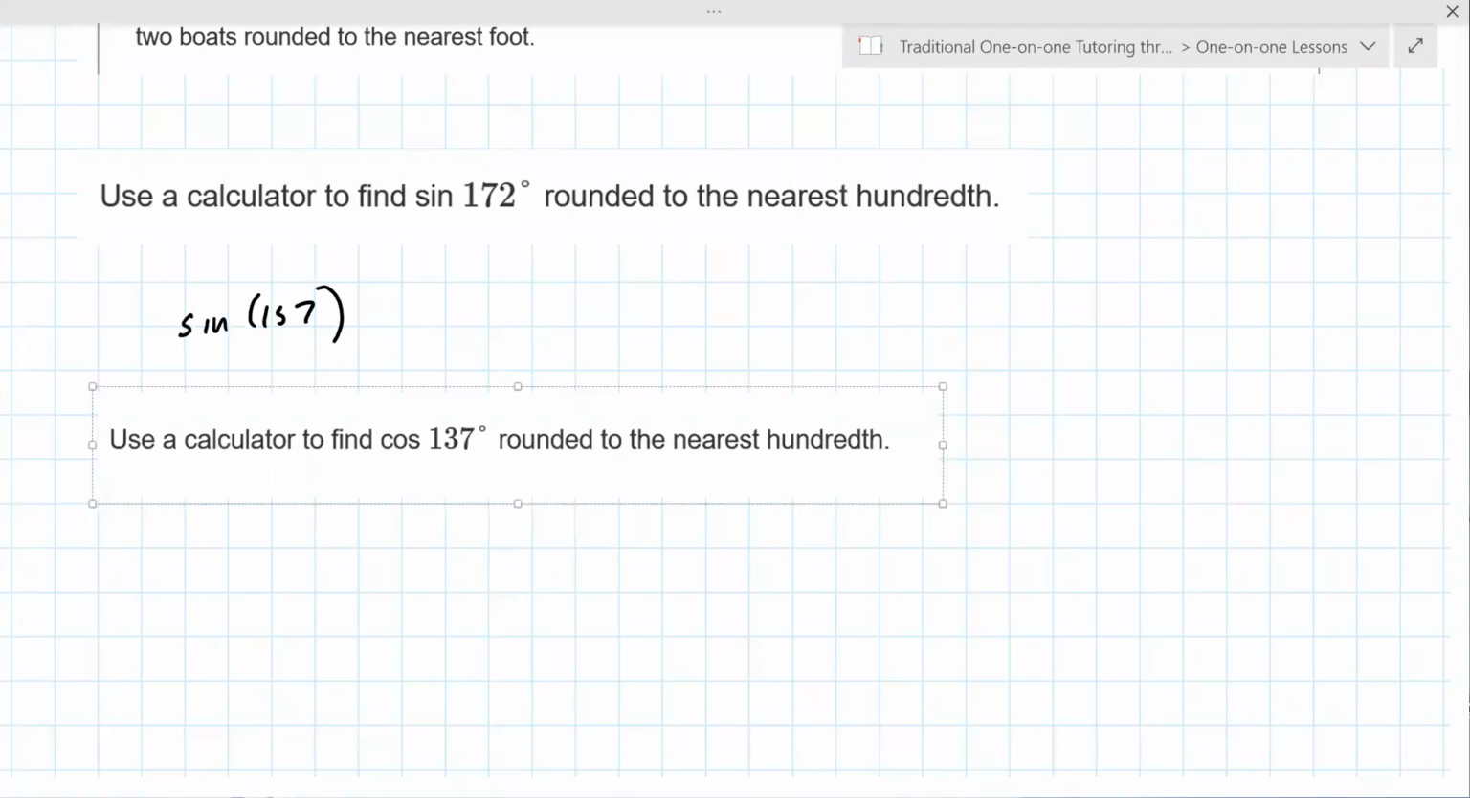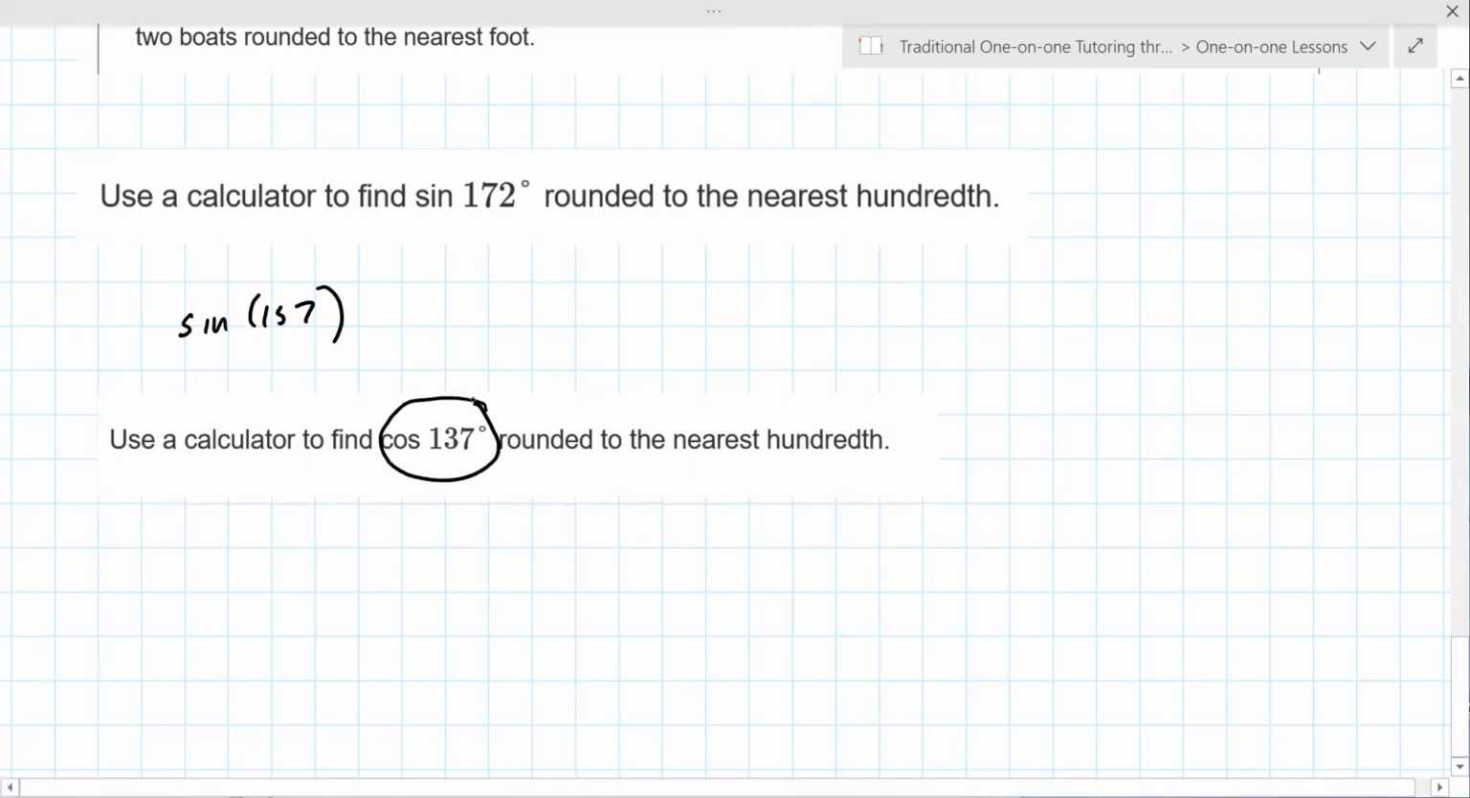0.68. All right, let me check here. Nope, that's not correct. Oh, cosine. Say it correctly. It's important. It's just like your name. 0.73. Good. All right, the last one here is tangent 176 degrees.